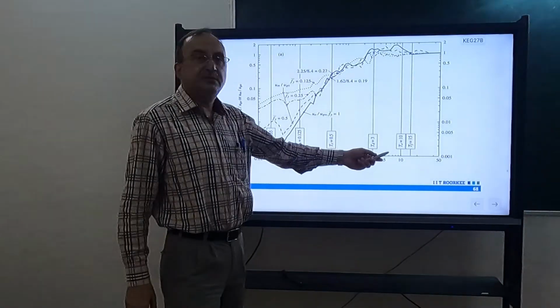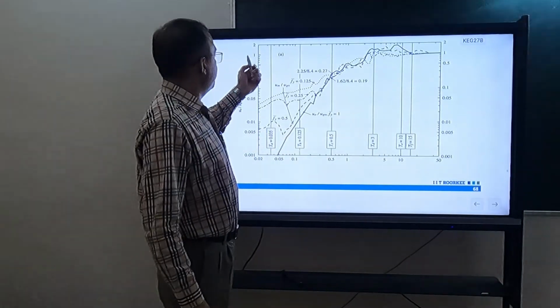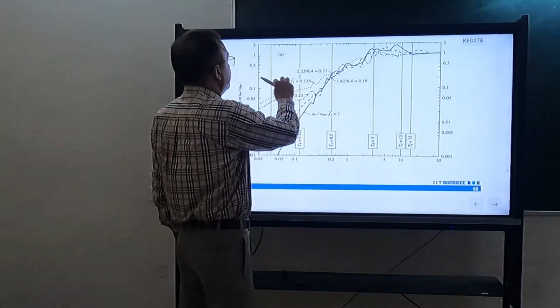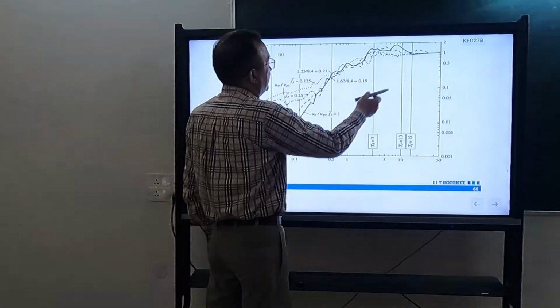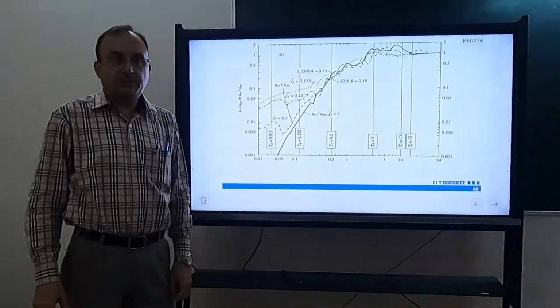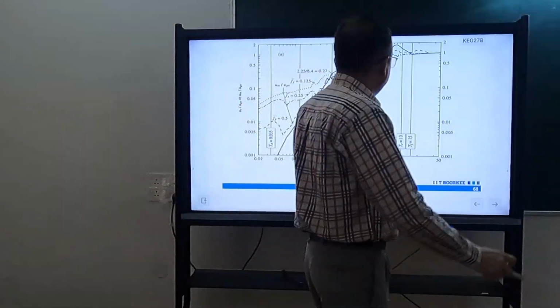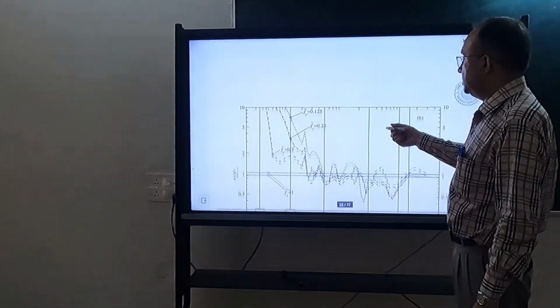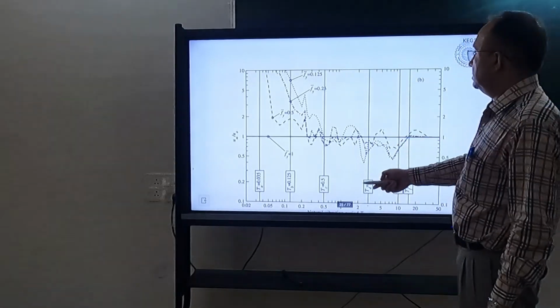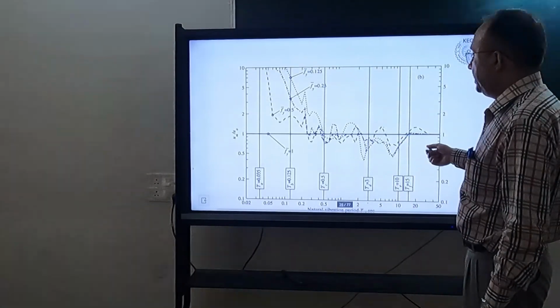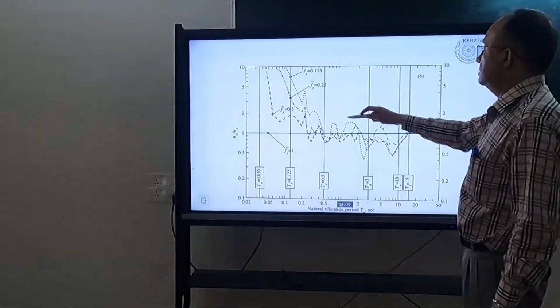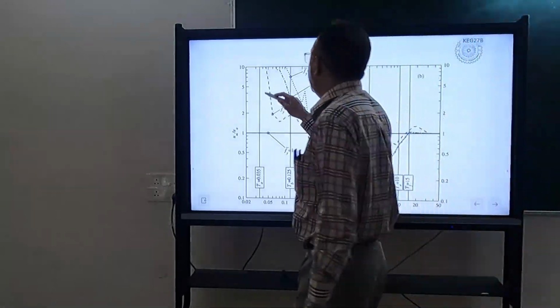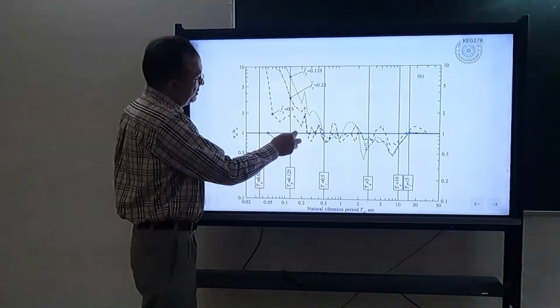Response with period. Vertical axis is velocity. This axis is giving us acceleration. This axis is giving us the displacement. Okay. So here we can read all the 3 together. What I want to take to you is that if you look here, the ratio of elastic to inelastic response here, you see something interesting.